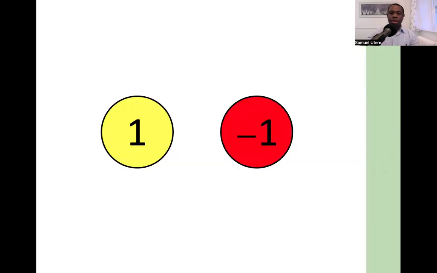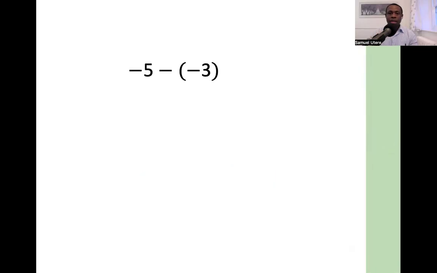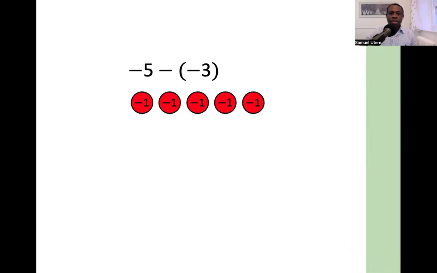All right, let's do some new learning. We're going to be using yellow as our positive and red as our negative counter. If we're asked to use counters to do this calculation, -5 subtract -3, how do we do this? Of course, using counters, we'll have -5 counters. And then we want to subtract 3 negative counters. So we'll be left with 2 negative counters. So our answer is -2.